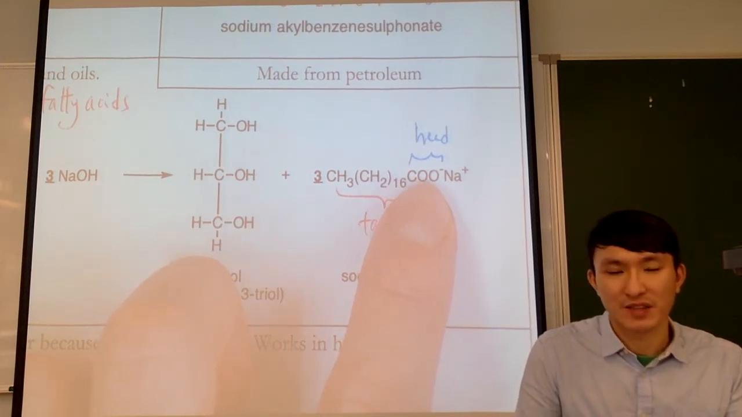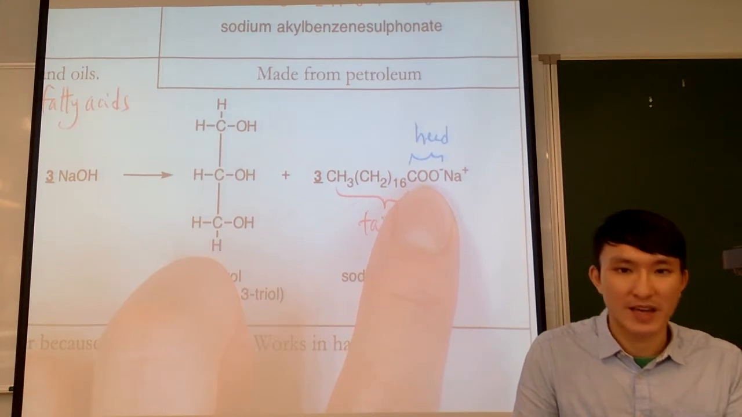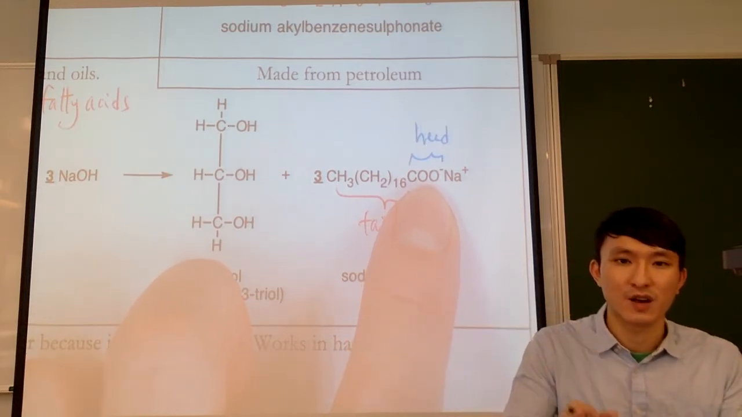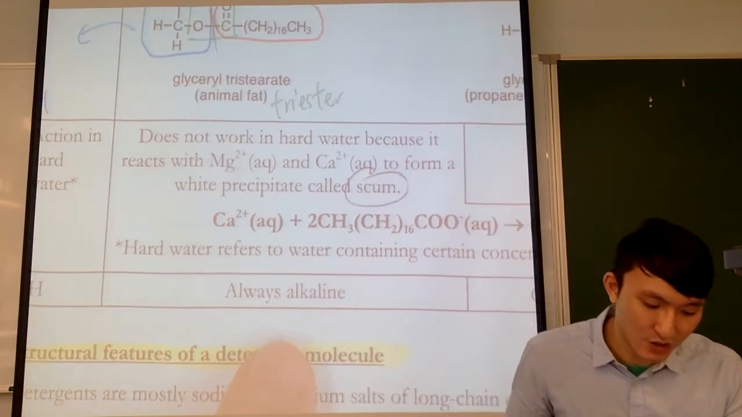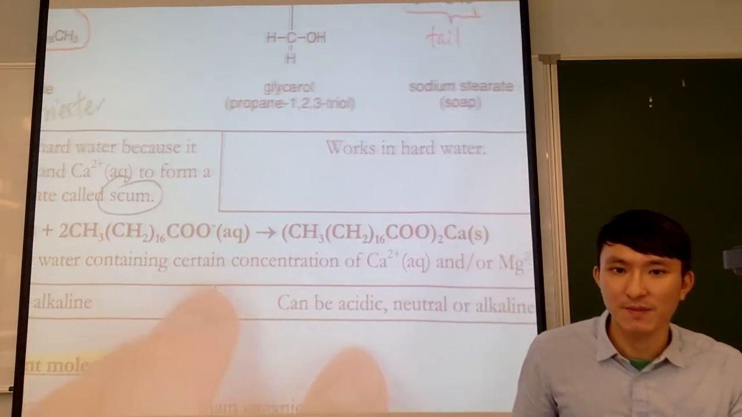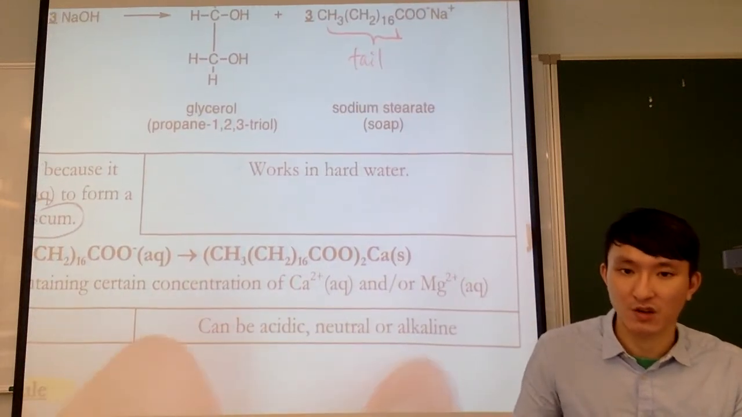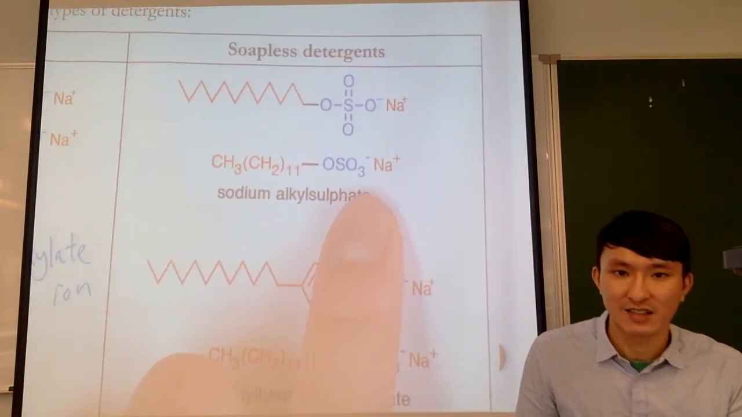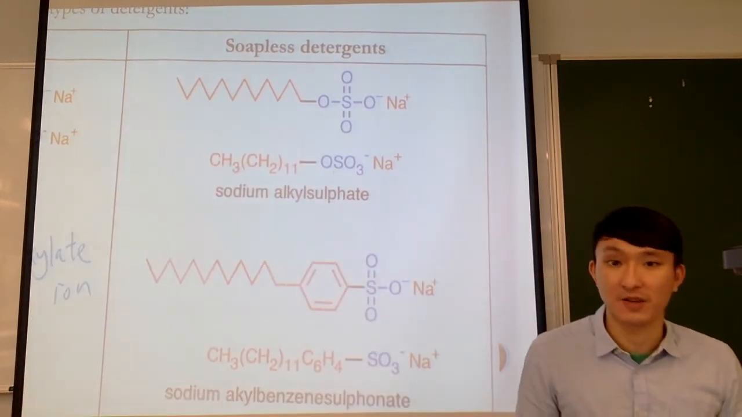Plus, you know this one is the salt of a weak acid. You know, the salt of a weak acid is slightly alkaline. Okay, do you remember those titration curves? The salt of a weak acid is slightly alkaline, okay? So that's why soaps are always alkaline. However, soapless detergents could be acidic, neutral, or alkaline. It depends on what kind of ionic head you install into the hydrocarbon chain, okay?